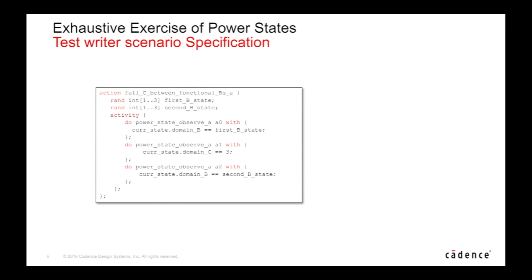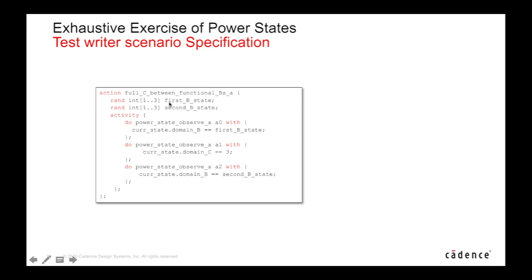So here's the scenario I want to achieve. This was part of the usage example itself. This is something the user said, oh, this is something I really want. This is how my use cases look like. They wanted to try a full C between functional states of domain B. So here's how you do it.